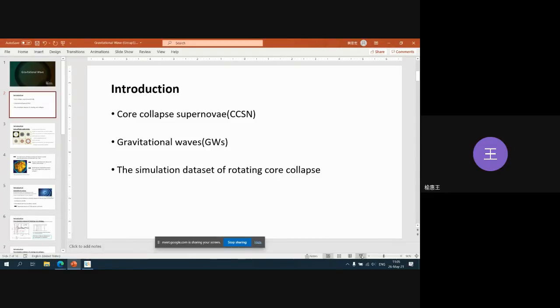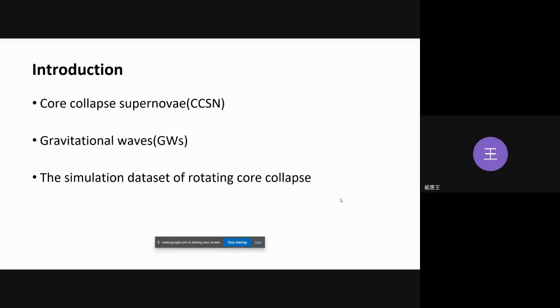Can everybody hear me? Yes. I missed the meeting, so first is my part. First, I want to introduce the physics behind this data set. First is what core-collapse supernovae are, second is what gravitational waves are, and finally the rotating core collapse. So, the next page.